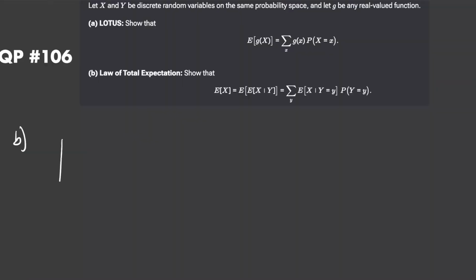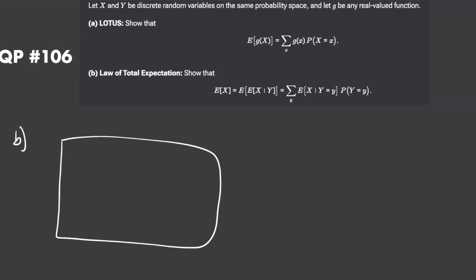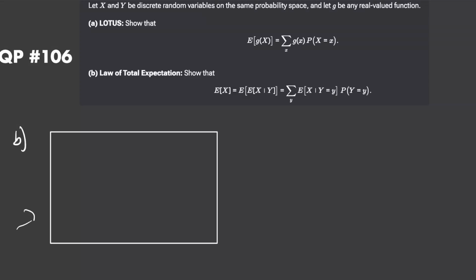All right, so now let's do part B. Law of total expectation shouldn't be too hard either. This is my probability space here. So x is a discrete random variable. So what does it do? It partitions our sample space. So maybe this gets assigned to the value of x1. Maybe down here is x2. Maybe up here is x3, right?